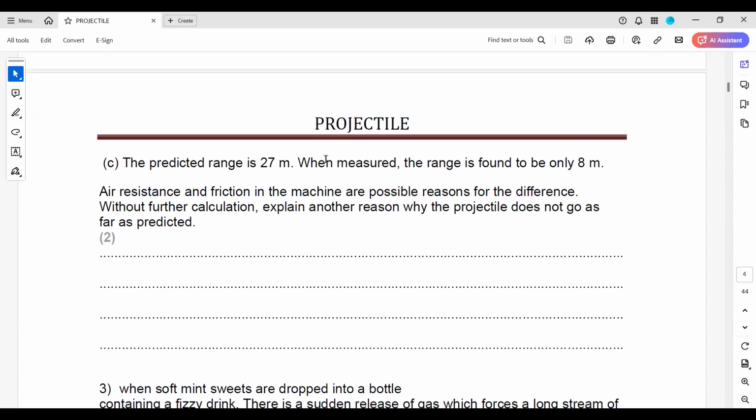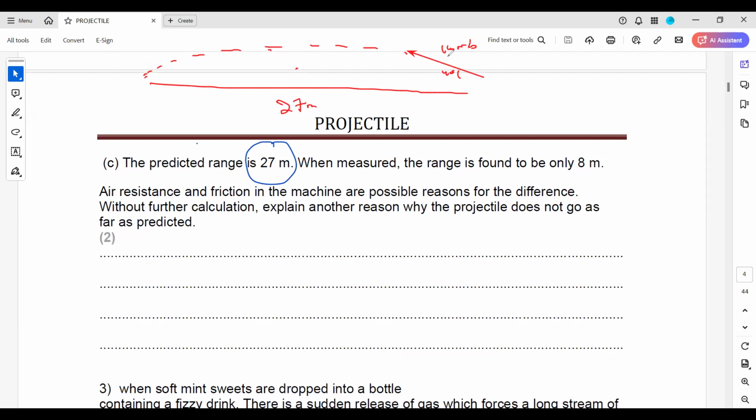The next is, now this is like the practical question. The predicted range is 27 meters. When we launch this projectile at a speed of 16 meters per second at an angle of 40, what is the predicted range? It means how much distance it should cover according to the values which we calculated. It is predicted that it should travel 27 meters. But practically, it only travels 8 meters.